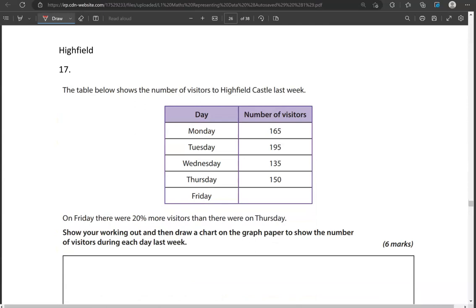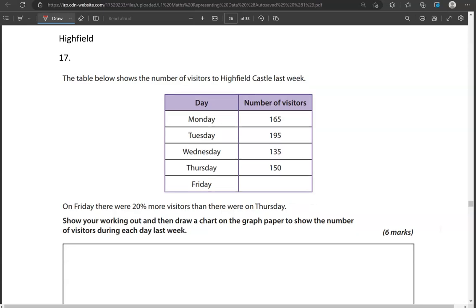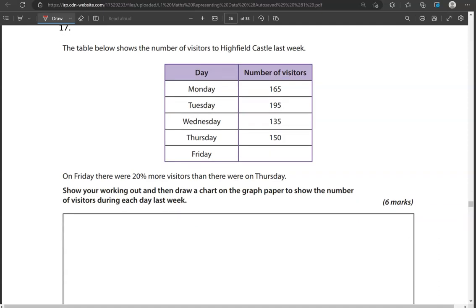The table below shows the number of visitors to Highfield Castle last week. On Friday, there were 20% more visitors than there were on Thursday. Show your working out and then draw a chart on the graph paper to show the number of visitors during each day last week. We'll first need to find the number of visitors for Friday, so that is 20% more than on Thursday.